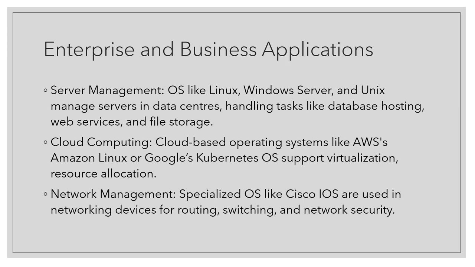Next, network management. In network management, we have specialized OS like Cisco OS used in networking devices for routing, switching, and network security. For example, some companies are using Cisco for LAN connections and WAN connections, because some employees work from home. So Cisco connects the office server to the laptop where we are working. These network connections are provided by enterprise and business applications.